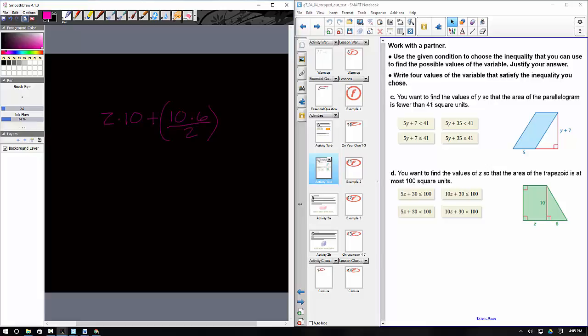And then this whole thing, and this was a z before, right? Let's put a z up here so I know this is z. And that's all going to be at most, so less than or equal to 100. So now I have to go through and start distributing things.